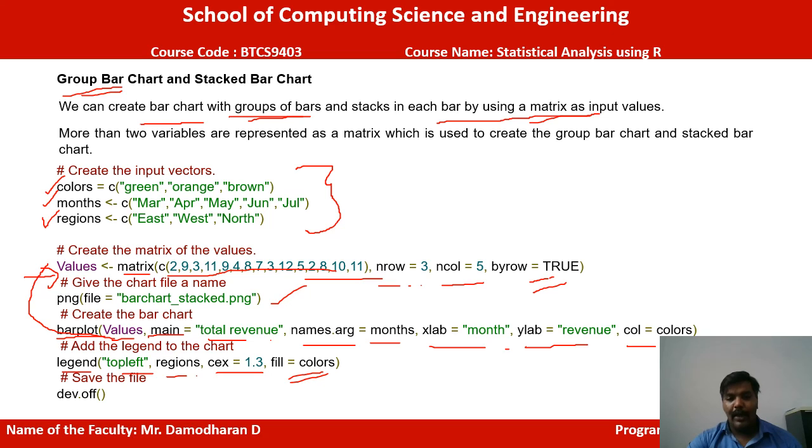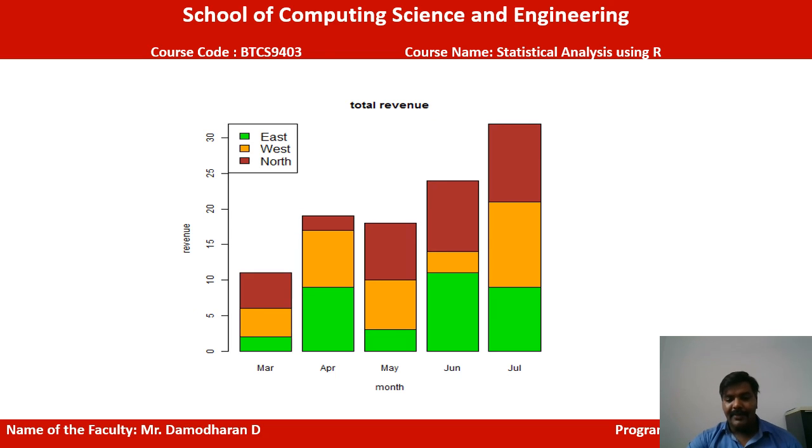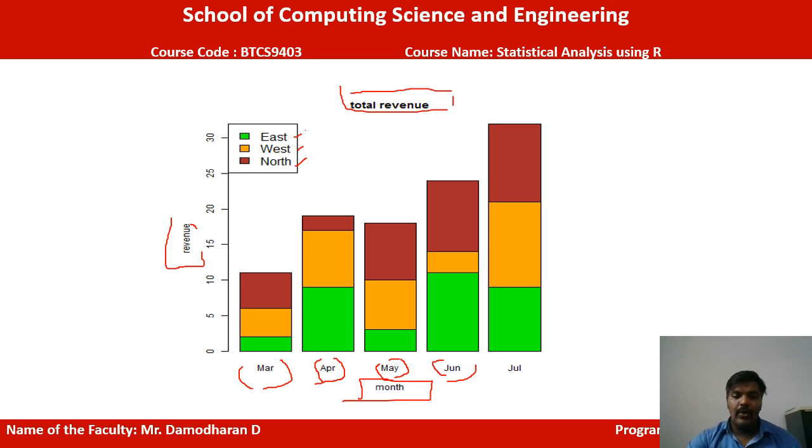Now we see the output of this example. See here, this graph is divided into three colors. So north, west, east: these three are divided as brown, yellow, green. At the same time, the labels are also mentioned here, like the names of the months and x labels, y labels, main names. So everything is used programmatically in our programming tool, and the data appears in graphical representation form.